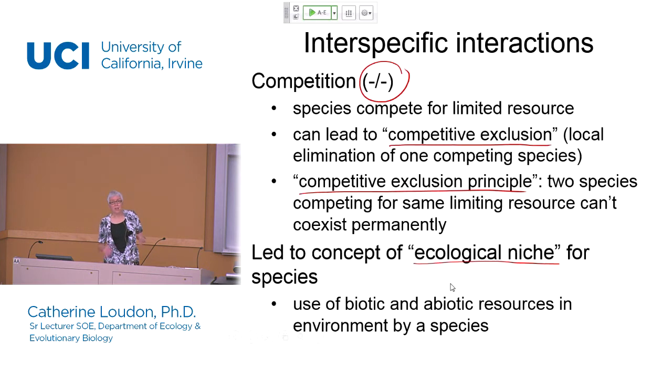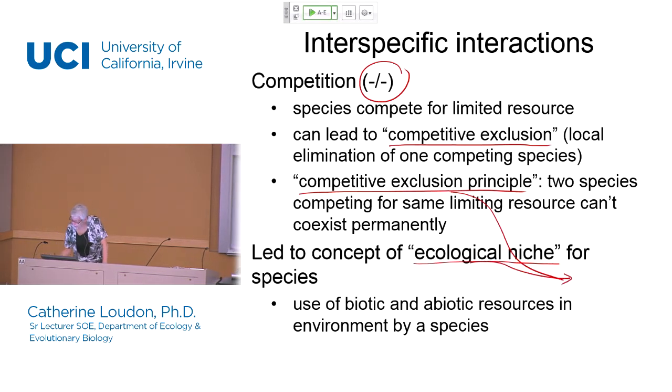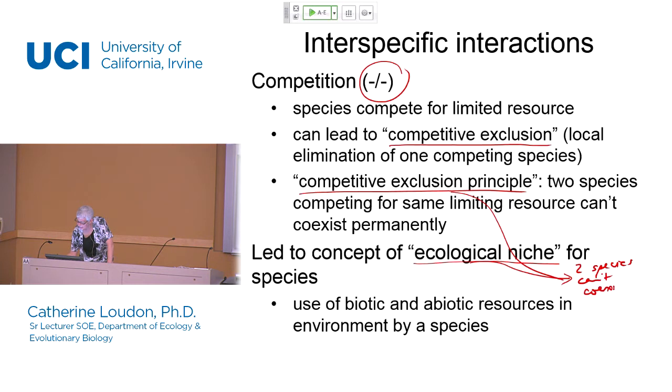So a niche is a description of the resources that are used by a particular species. So when a species' niche is being described, this is the various resources that that species uses. Putting these two things together, the competitive exclusion principle and the concept of the ecological niche, one can summarize this as a statement that two species can't coexist if they occupy the same ecological niche.